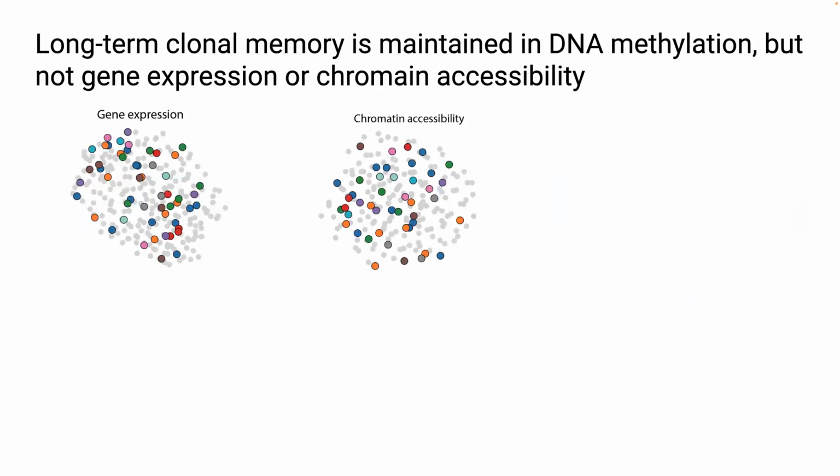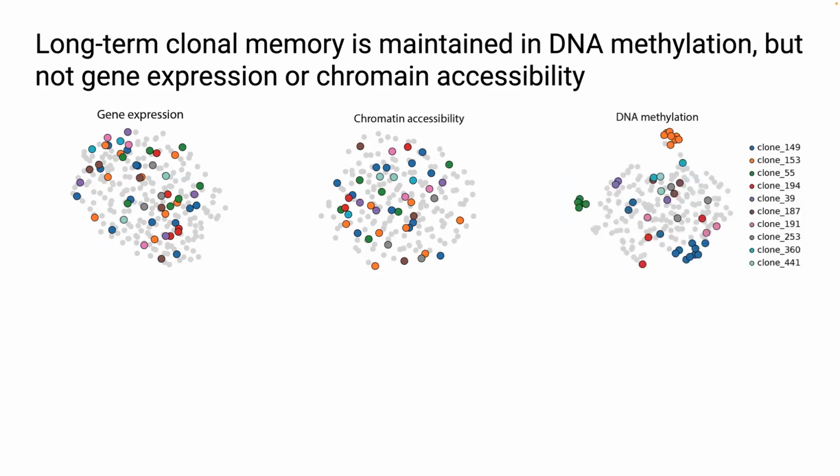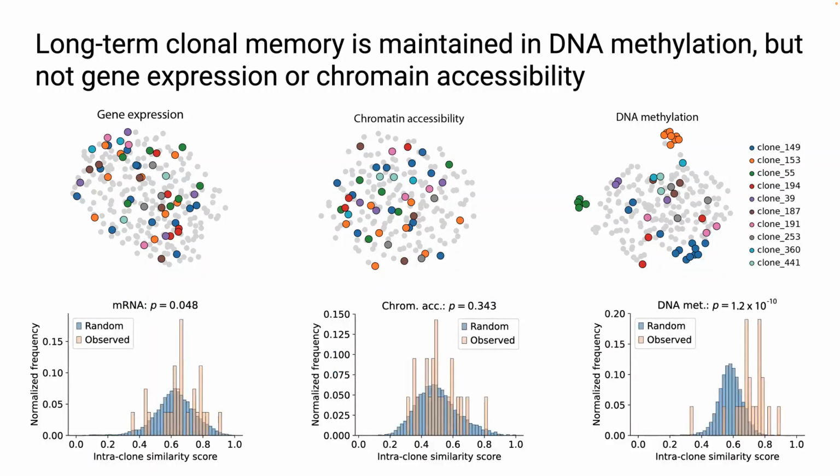For gene expression, by the way, each color is a different clone. You can see that all these clones are mixed together, and also for chromatin accessibility. But for DNA methylation, visually, you can see that for example this clone, all the cells from the same clone are very, very similar. And also for the green and blue clones. We also did a statistical test to ask whether cells from the same clone have much higher similarity than two random cells without clonal relationship. And indeed, in DNA methylation we have significantly strong similarity within the same clone, but not for chromatin accessibility or gene expression.